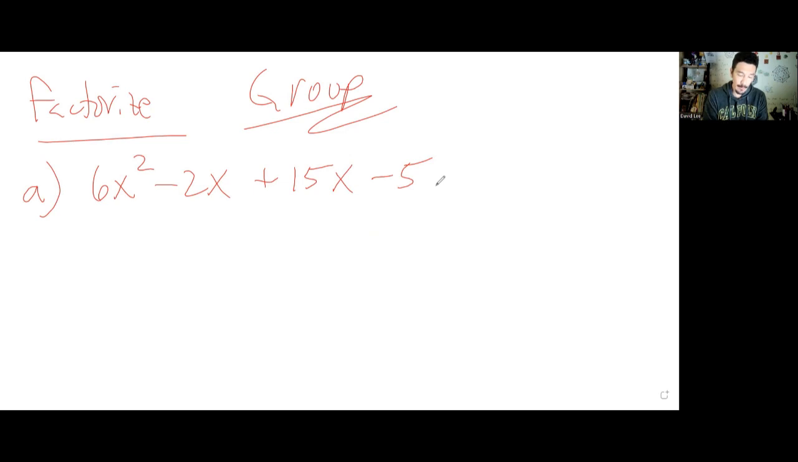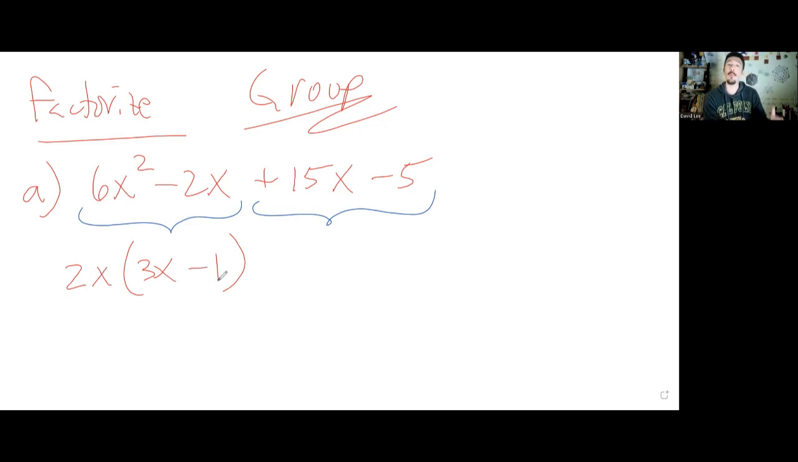So what you want to do when you have group factoring is look at the first pair and then focus on the second pair. If you look at the first pair, just these two, look at these pieces and ask yourself, what could you take out from these 2 pieces? If you look at these 2 terms, can we agree that what we can take to the front would be 2x? And if you take away 2x from 6x squared, you're left with 3x. If you take away 2x from 2x, you're just left with a 1.